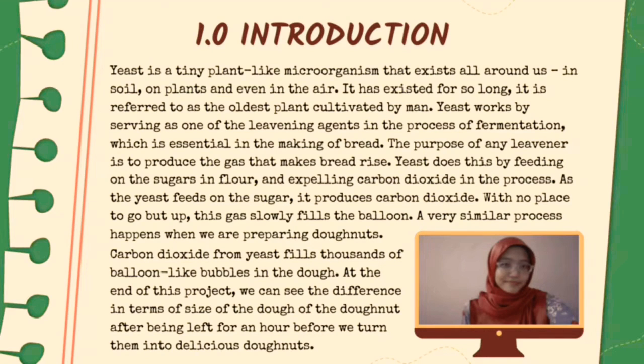Yeast does this by feeding on the sugars in flour and expelling carbon dioxide in the process. As the yeast feeds on the sugar, it produces carbon dioxide. With no place to go but up, this gas slowly fills the balloon. A very similar process happens when we are preparing donuts. Carbon dioxide from yeast fills thousands of balloon-like bubbles in the dough. At the end of this project, we can see the difference in terms of size of donut after being left for an hour before turning them into delicious donuts.